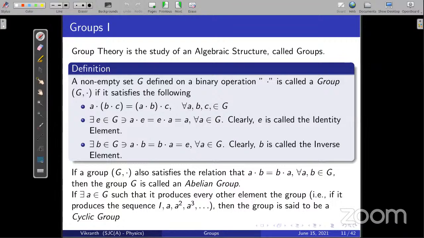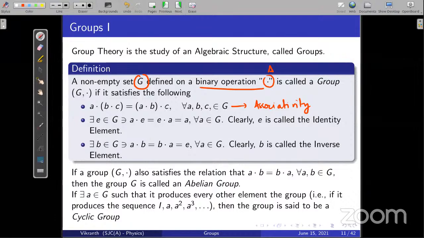You have a non-empty set, G, right here, and you have a binary operation. We just put it as a dot, or it can be a star, or it can be some delta, whatever you want it to be. It's just a symbol, right? If it satisfies certain relations, this is called the associativity, which I'm sure you're already familiar with, the associativity of the elements inside. So if I take two mangoes and then mix them, I get another mango, sort of a thing.